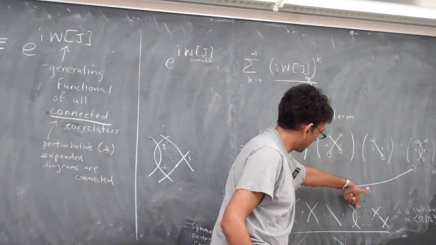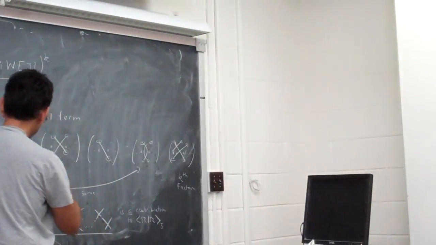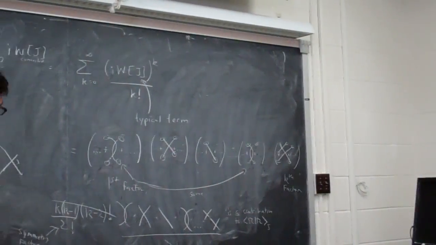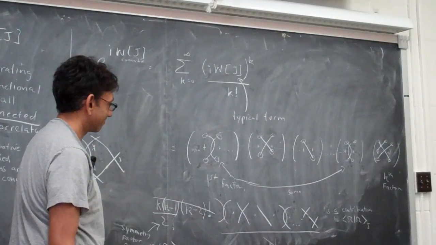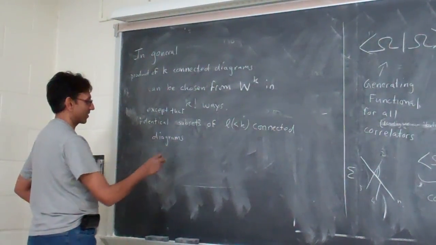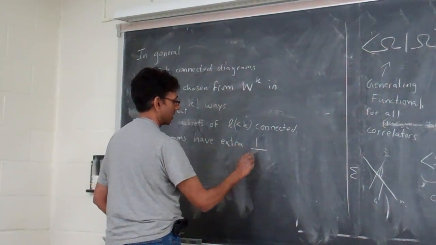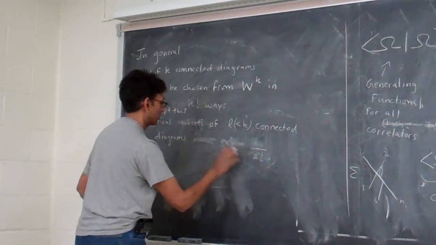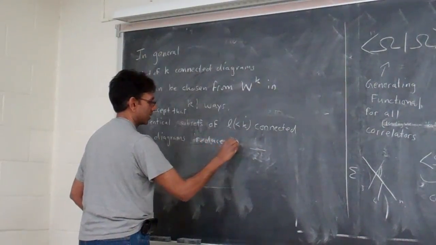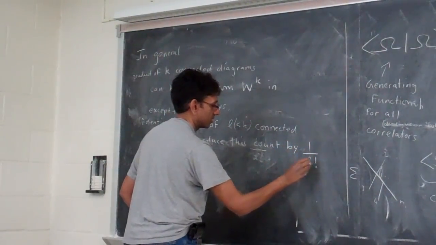If I have L identical silverfish, I've been taking the count as just being k factorial in the dumb way. Of course, what I want to say is you get a 1 over L factorial. Do I need to belabor this? No, you guys think about it. So, except that identical subsets of connected diagrams have extra 1 over L, reduce this count by 1 over L factorial.